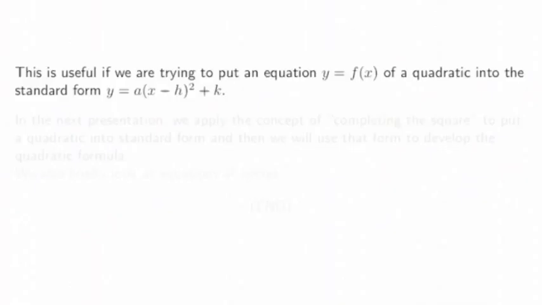One more example. X squared minus 3x is the beginning of something involving x minus 3 halves all squared. In other words, x squared minus 3x plus 9/4 is x minus 3 halves all squared. So x squared minus 3x can be rewritten this way. This is useful for trying to put an equation y equals f of x of a quadratic into standard form.